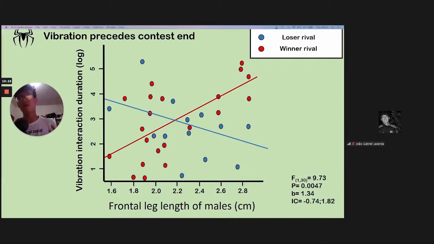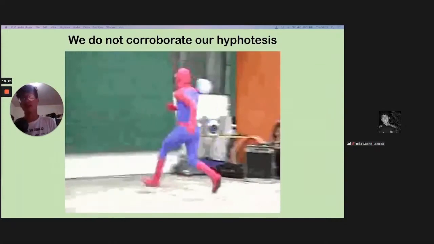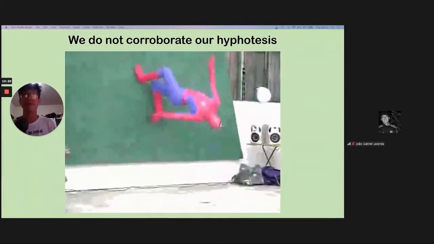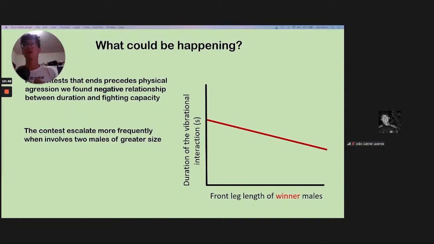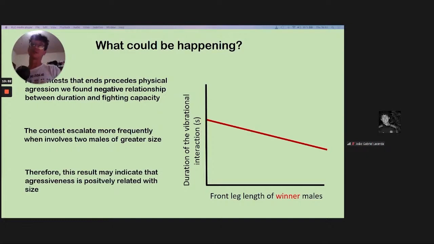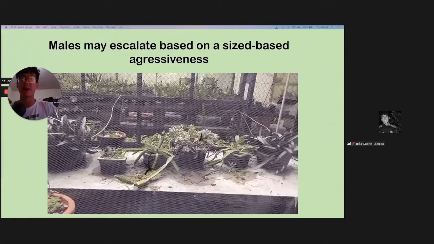Therefore, unfortunately, our spider sense does not work all the time, and we have to try to explain what could be happening in this animal contest. So first, for our result that the duration of the vibration interaction is negatively related with the front leg length of winner males, we know that this contest escalates more frequently when it involves two males of a greater size. So bigger-bodied males seem to get more into the physical aggression phase. Therefore, these results may indicate that aggressiveness is positively related with size. In this case, what has happened is that males may escalate based on a size-based aggressiveness.